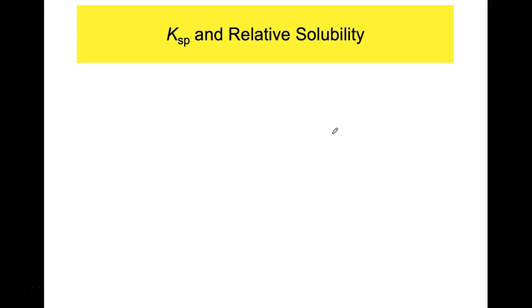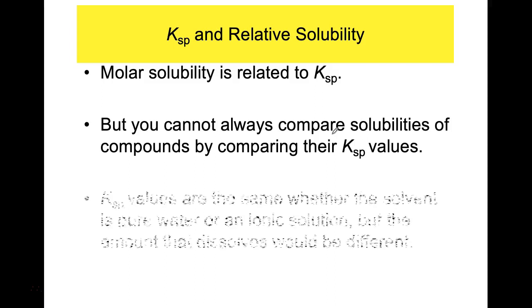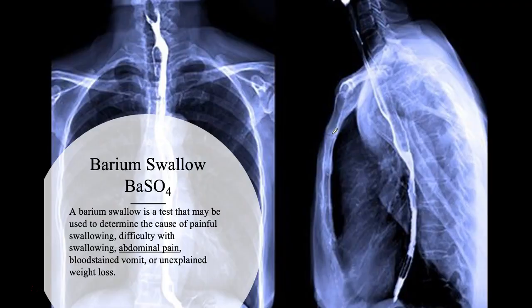KSP and relative solubility. Molar solubility is related to the constant, KSP, but you cannot always compare the solubilities of compounds by comparing these KSP values. One of the reasons is temperature. KSP values are the same whether the solvent is pure water or an ionic solution, but the amount that dissolves would be different, and that's what we're going to see coming up.